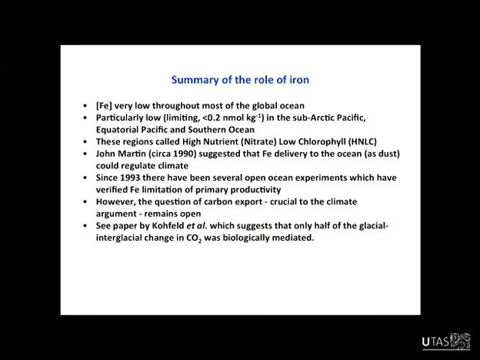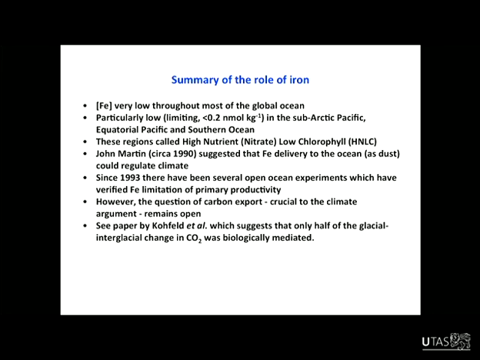Okay, so to summarise the role of iron in the global ocean, the concentration of iron is extremely low in most of the global ocean, and there are at least 3 very large oceanic provinces where the concentration is potentially limiting to phytoplankton photosynthesis. It's about 0.2 nanomoles per kilogram. This is in the North Pacific, the tropical Pacific, and the Southern Ocean. They're called HNLC regions, for high nitrate, low chlorophyll.